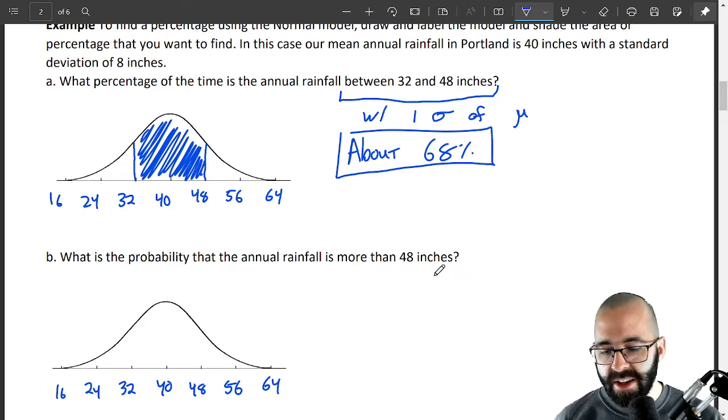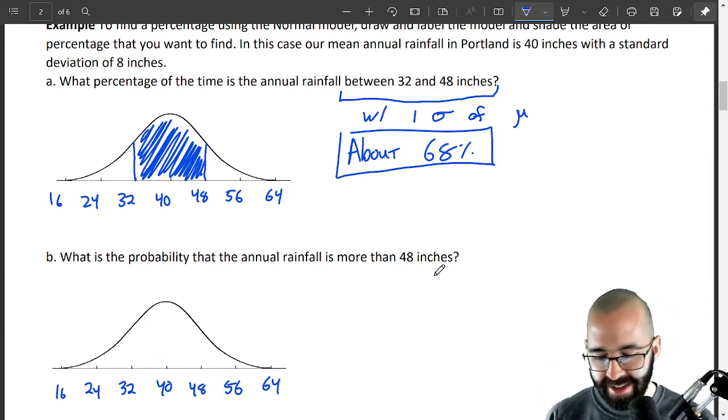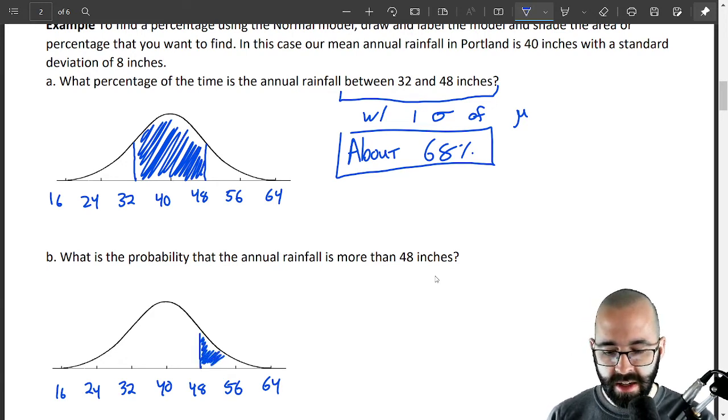What's the probability that it's more than 48 degrees? There was a cat hair. Well, here's 48 degrees. The probability that we're more than 48 is everything to the right of 48.